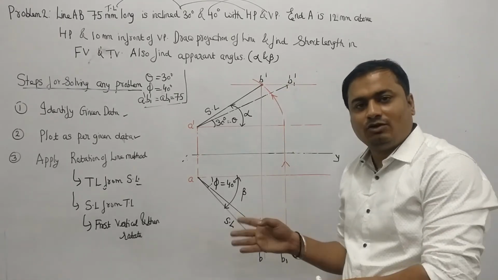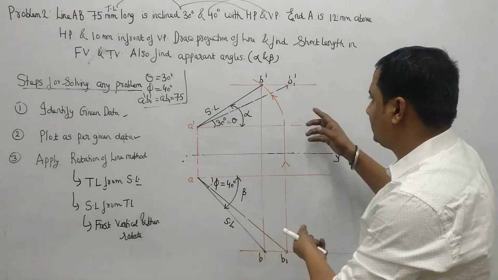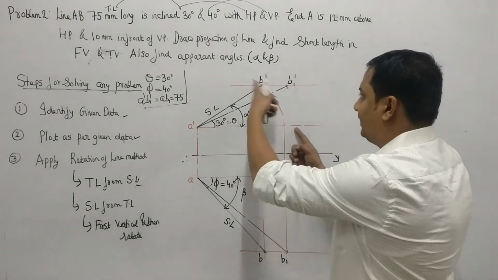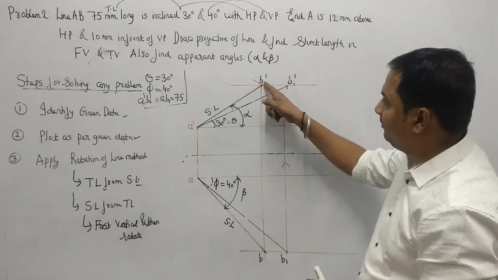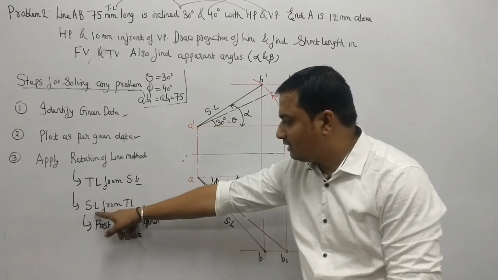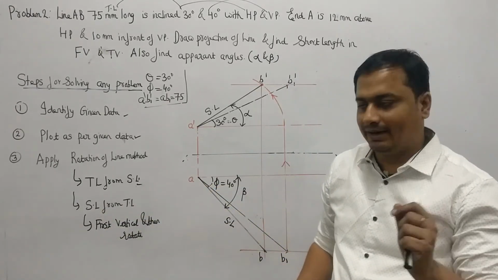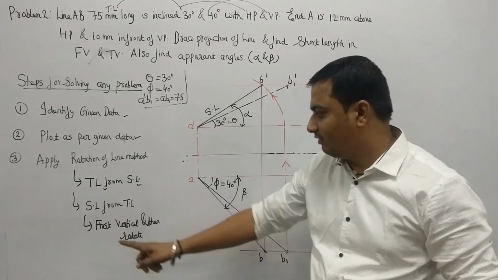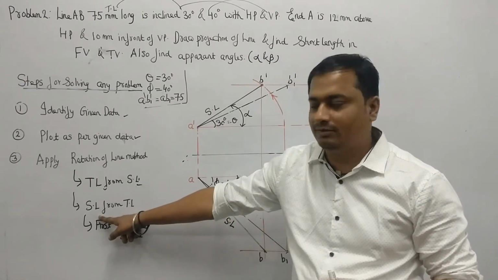But again, that will be complicated. It's not required to take vertical and rotate two times. Once I have taken the vertical, then rotated, once I obtain this point, simply drop the vertical. So this is the step of finding short length from the true length. Please keep in mind, first vertical, then rotate, whenever you are going for short length from the true length.